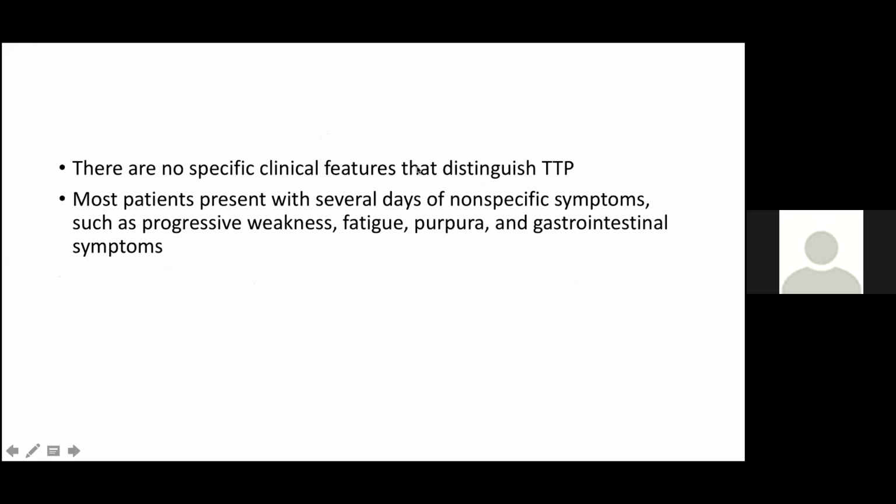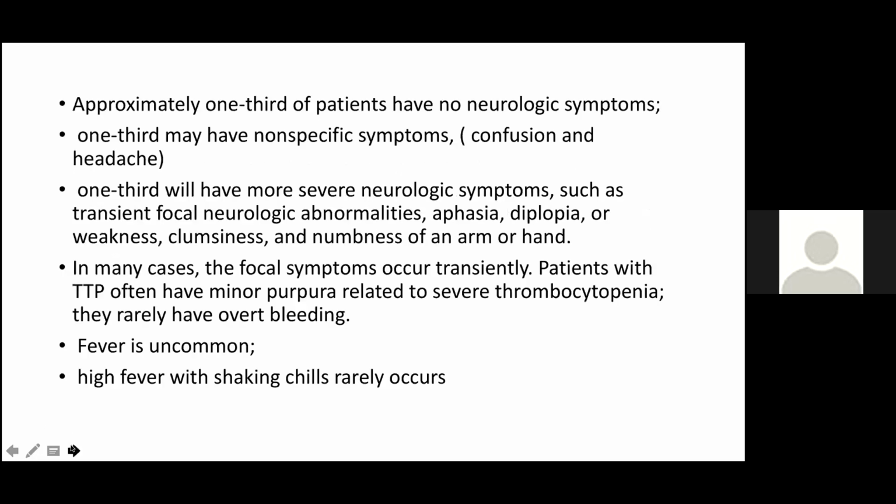There are no specific clinical features that distinguish TTP. Most patients present with several days of non-specific symptoms such as progressive weakness, fatigue, purpura, and gastrointestinal symptoms. Approximately one third of patients have no neurological symptoms, one third may have non-specific symptoms like confusion and headache, and one third will have more severe neurologic symptoms such as transient focal neurologic abnormalities, aphasia, diplopia.